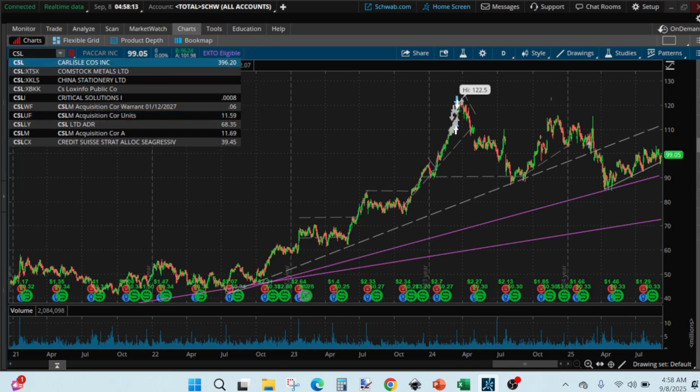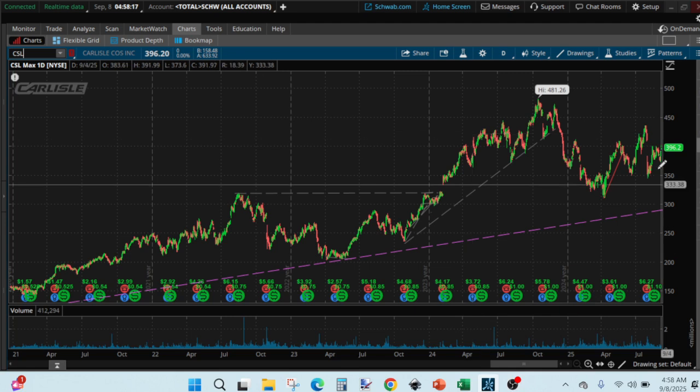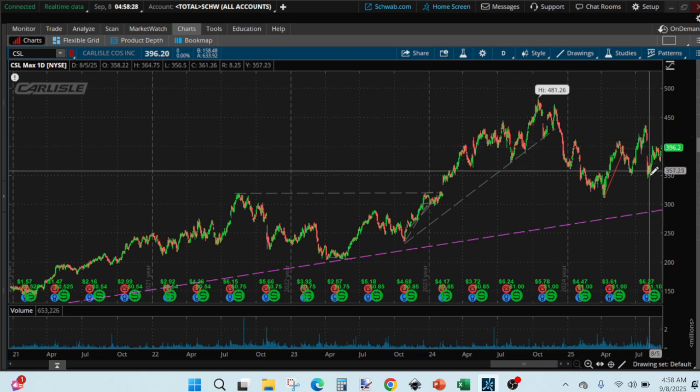So, CSL. On Friday the market closed at a higher price compared to when the market opened that day. Therefore, the price is green. The bar will be green as well.